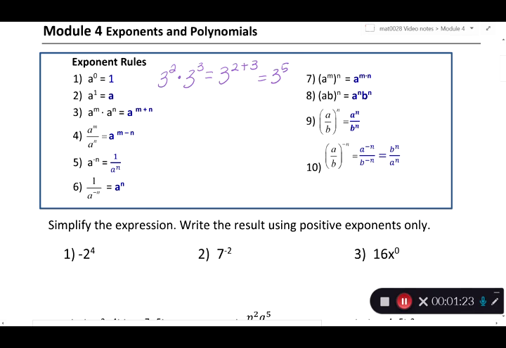And if this were a problem on the test or on a quiz, you would want to go ahead and evaluate. Hopefully we all remember what exponent means. 3 to the 5th would be 3 times itself 5 times. 3 times 3 times 3 times 3 times 3.